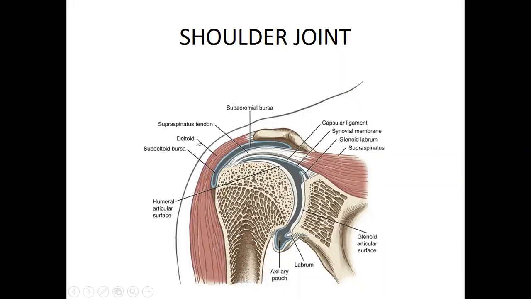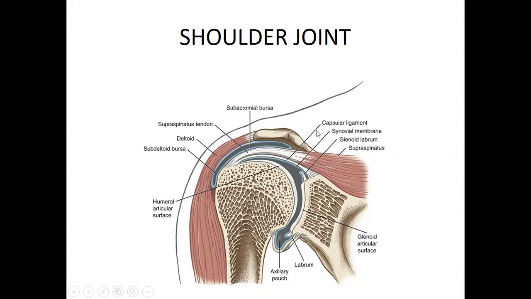I also want to demonstrate one of the important muscles around the shoulder joint, which is the deltoid muscle. The deltoid muscle, you may appreciate it well superiorly, and it courses down around the humeral head, and just below it, you find the subdeltoid bursa.